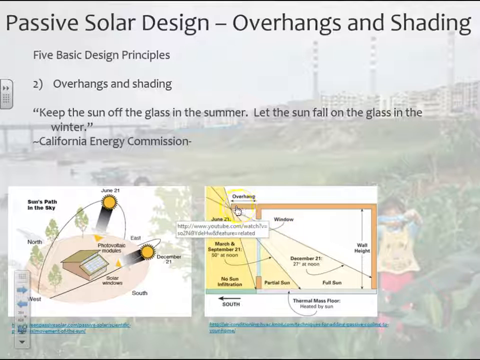Okay, so if you have your overhang here, and this way is south, you have your overhang oriented correctly. In the summer, the sun is going to be higher in the sky, right? So the sun path is higher in the sky. It's lower in the winter. So in the summer, the sun's coming in from a high angle like this, okay? And if you have a proper length of overhang, then it's going to block that summer sun, right? So this is all going to be shaded here.